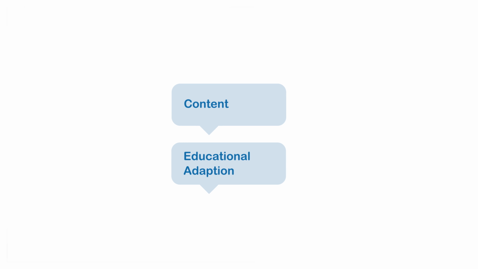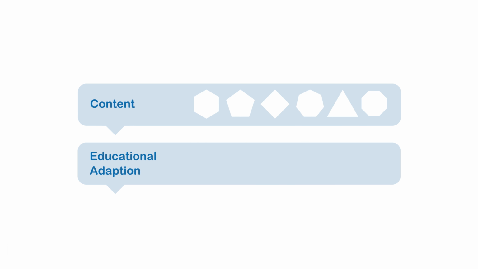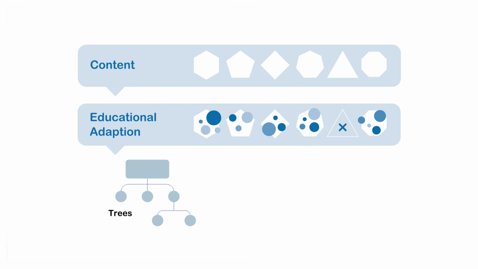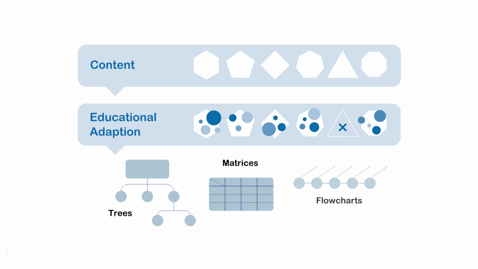Educational adaptation means adjusting content so learners can handle it without oversimplifying. It involves prioritizing key ideas, removing non-essential details, and making complex information more accessible. To support understanding, educators often use knowledge structures, visual frameworks like trees for classification, matrices for comparison, and flowcharts for processes. These structures help organize relationships and reduce cognitive load.